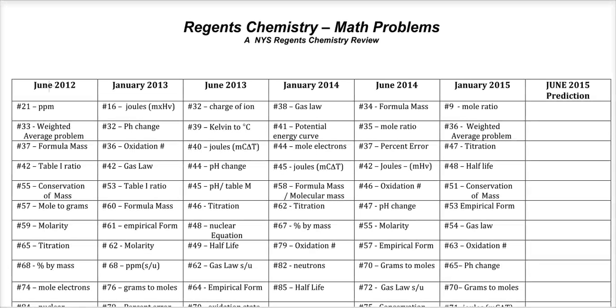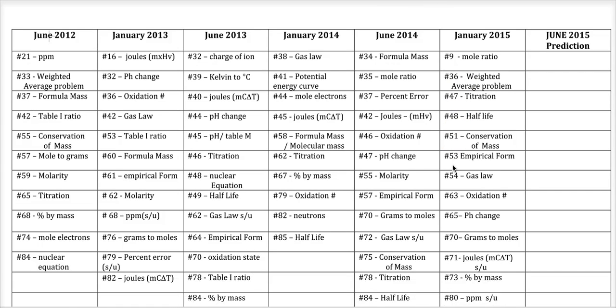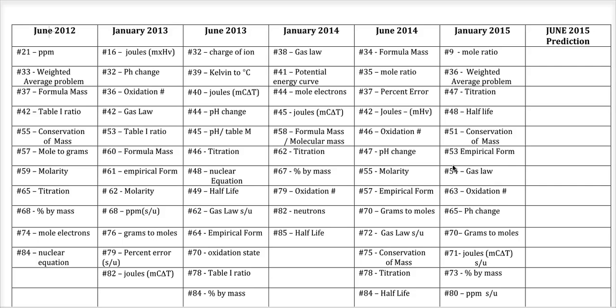This is a Regents chemistry review of all the math problems that you could see on your June 2015 test. Now, I have listed all of the math problems that have been published in the last 6 printings of the test. So I've gone from June 2012 through January 2015, the last test. And I basically have made a spreadsheet of all of the math problems and the types that I have seen when I went through the test.